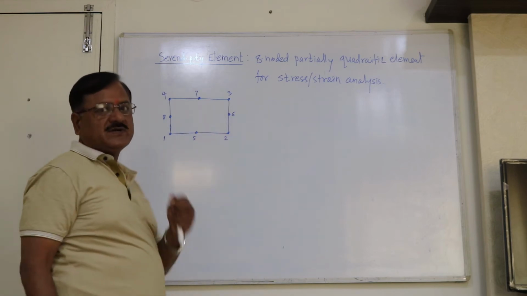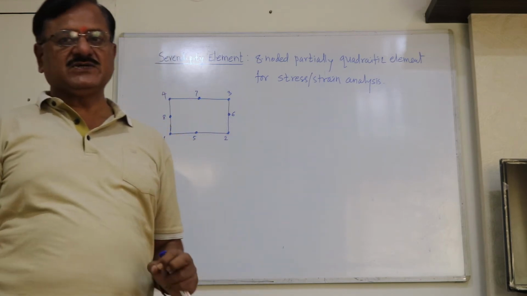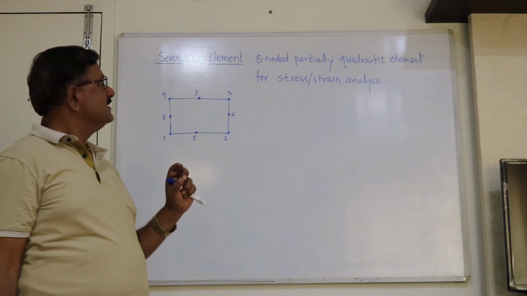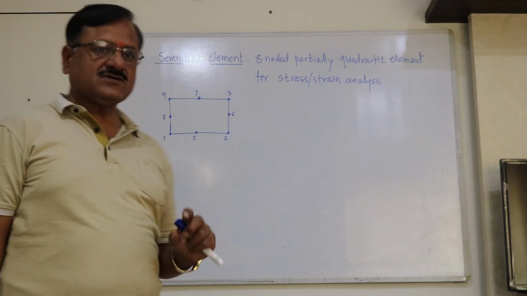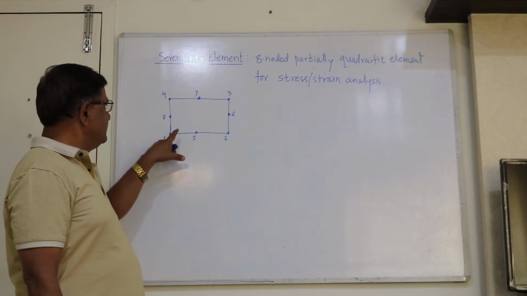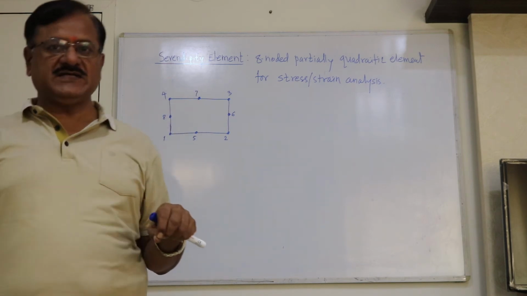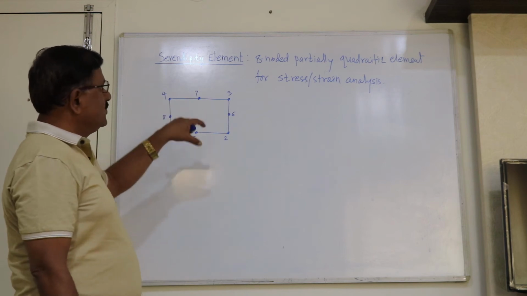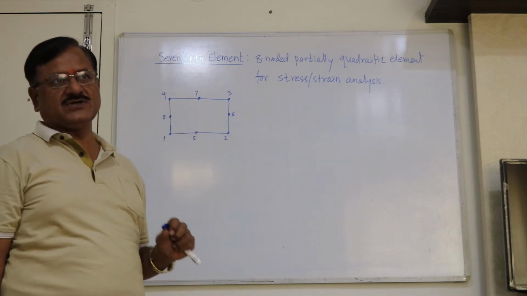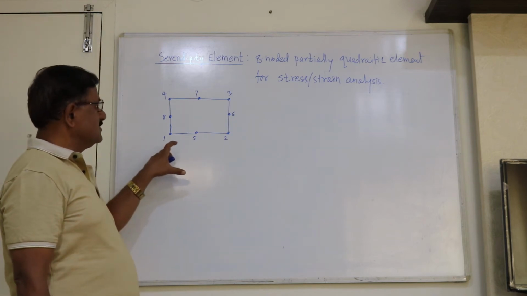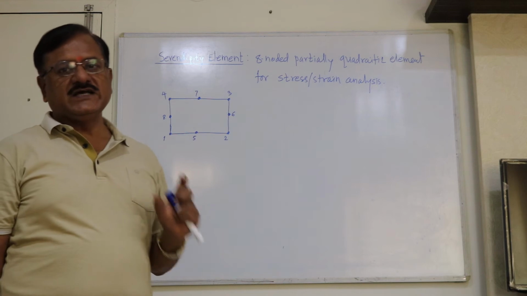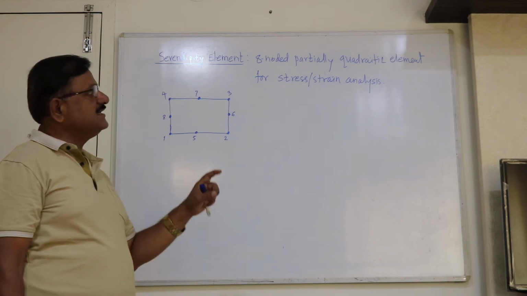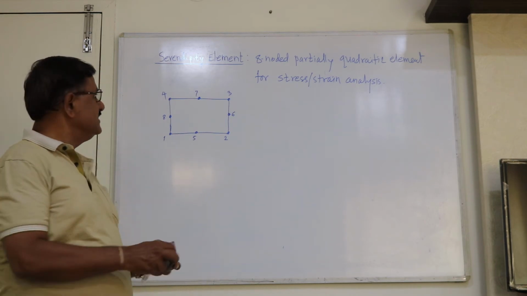So if we avoid the node number 9, then it becomes partially quadratic element, and such a partially quadratic 8-noded element is called serendipity element. And if we keep the node inside the element, then the element is said to be Lagrangian element. And 8-noded is a partially quadratic element, called serendipity element. Now our next question is to develop the shape functions for 8-noded partially quadratic element or serendipity element.